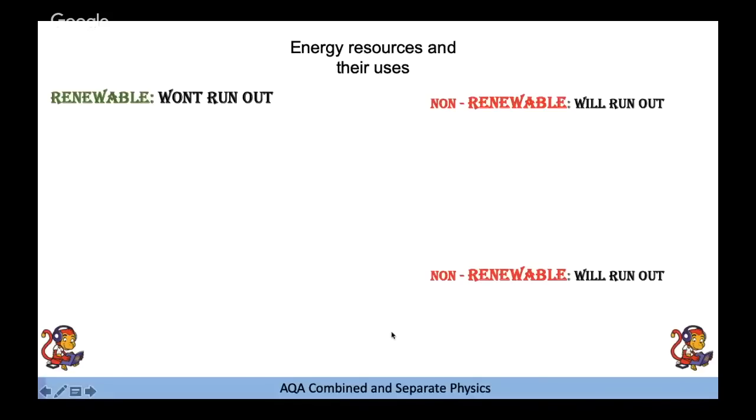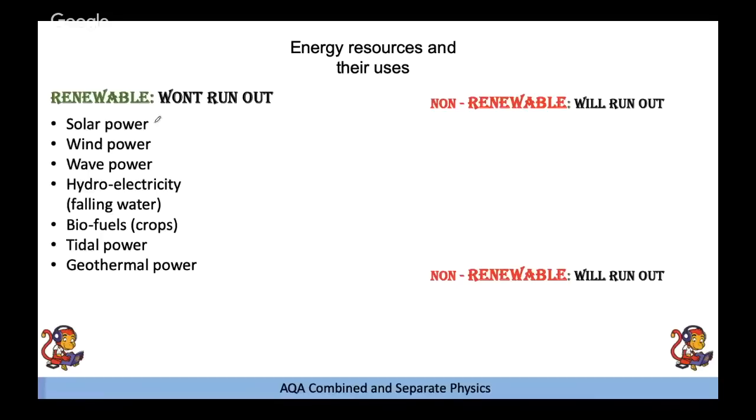Okay, energy resources and their uses. This is your renewable energies, non-renewable energies, that sort of thing. Renewable energies then, definition, they won't run out. Non-renewable, they will run out. Okay, so I'll put them into a few different categories.